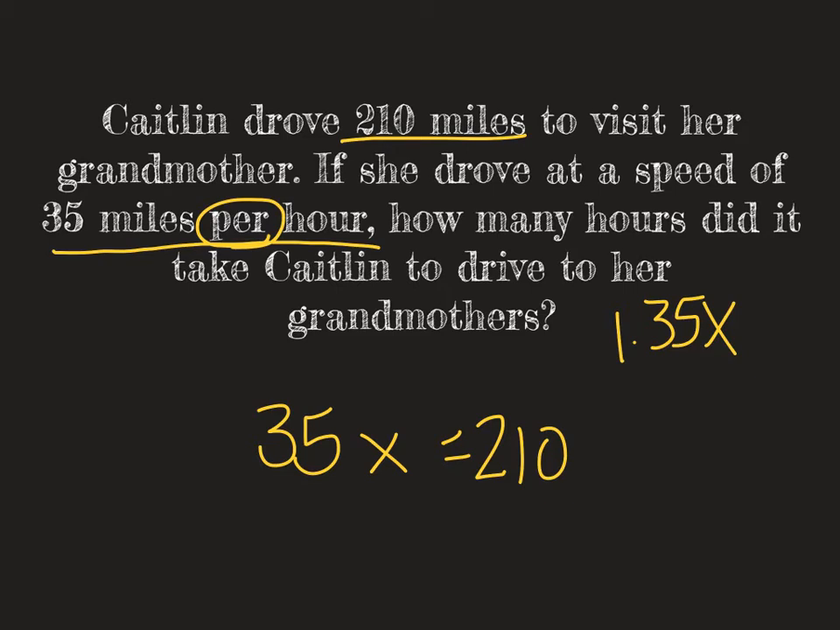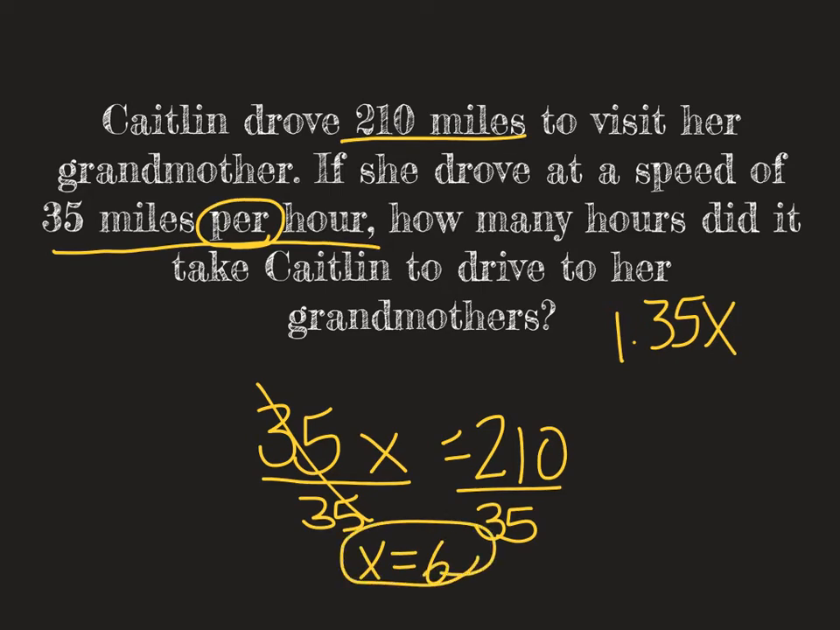And then, of course, we know that the opposite of multiplication is division. So to solve this, we would divide both sides by 35. And you get your answer of x equals 6. Now, you guys don't have to be solving these. I'm just going to solve the first couple.